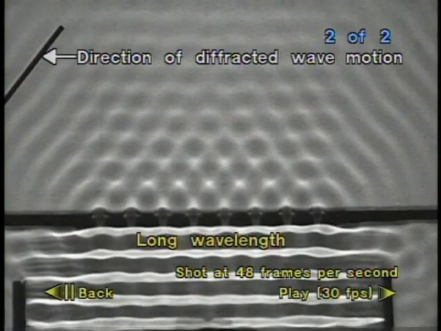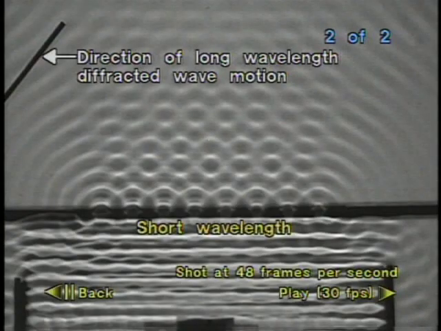The diffracted waves move in certain directions. A long wavelength 8-slit diffraction pattern. A short wavelength 8-slit diffraction pattern.